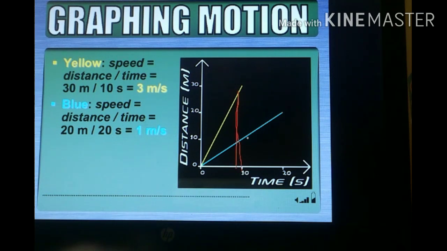Whereas in case of the blue line, what is the distance traveled over here? Distance traveled is 20 and the time span is also 20 seconds. So 20 upon 20, 1 meter per second. So you will see that the yellow line has more speed, that is 3 meter per second. So over here speed is more.